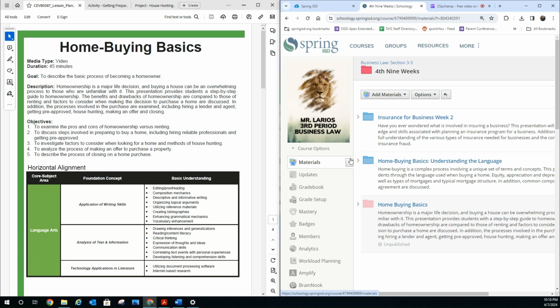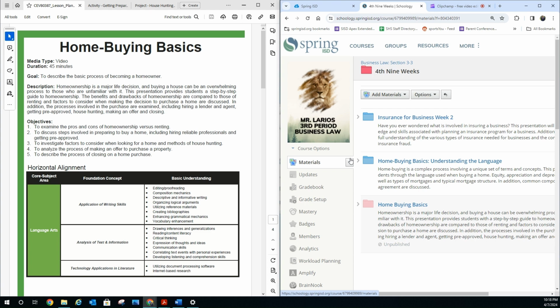So this lesson's objectives are designed to examine the pros and cons of home ownership versus renting, discuss the steps involved in preparing to buy a home, including hiring reliable professionals and getting pre-approved, investigate factors to consider when looking for a home and methods of house hunting, analyze the process of making an offer to purchase a property, and describe the process of closing on a home purchase. So these are some of the things that we're going to be focused on.